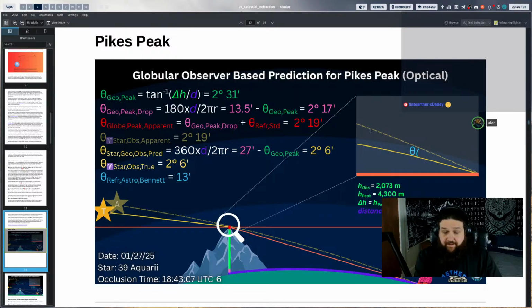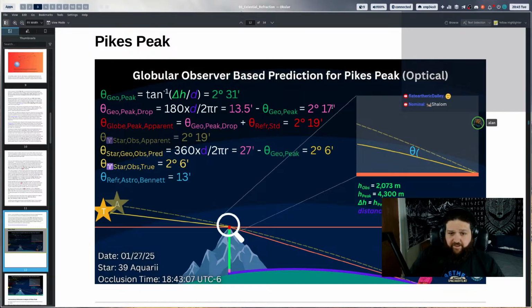Just using the apparent with this terrestrial refraction combination. That's how they're hanging in there. This is their lifeboat. So rise over run to the peak for Pikes Peak at a distance of 57,000 and an elevation difference of 2027. We get 2 degrees, 31 arc minutes. For the drop over distance, we get 13.5 arc minutes, which, subtracting that from the true elevation, gives us 2 degrees and 17 arc minutes for the globe.